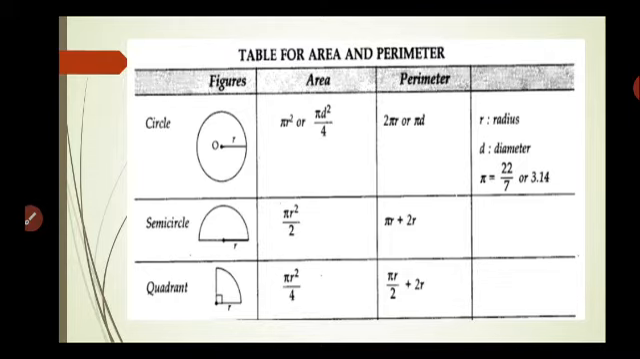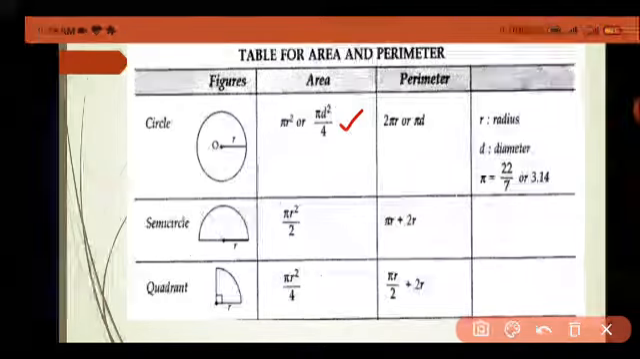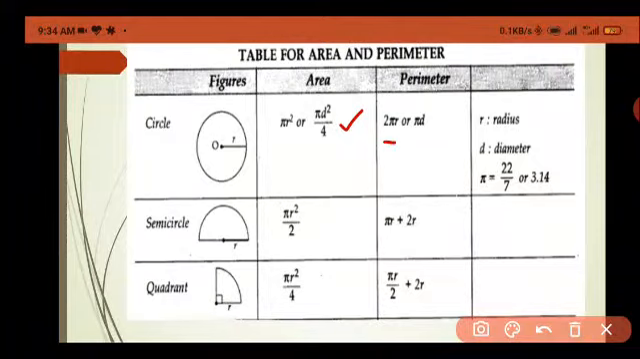A circle with radius r has area pi r square, or if we convert it into diameter form, then pi d square by 4. Next is perimeter, or we say circumference. So 2 pi r, or we can say pi d. Here r is radius, d is diameter, and pi generally we take 22 by 7 or 3.14.